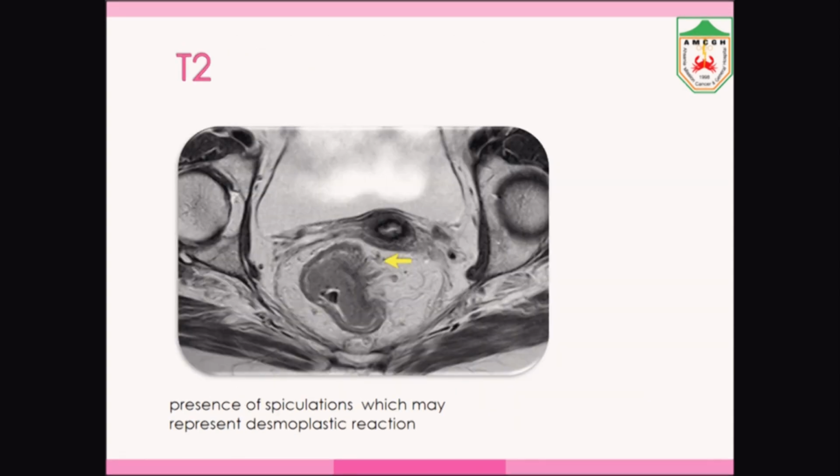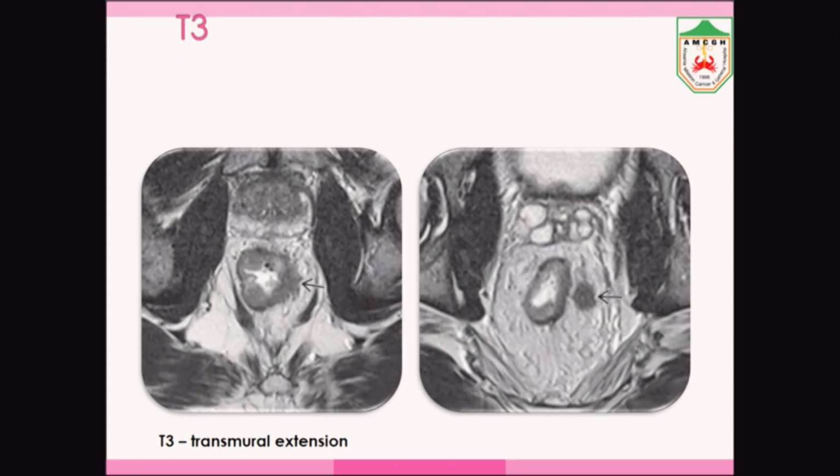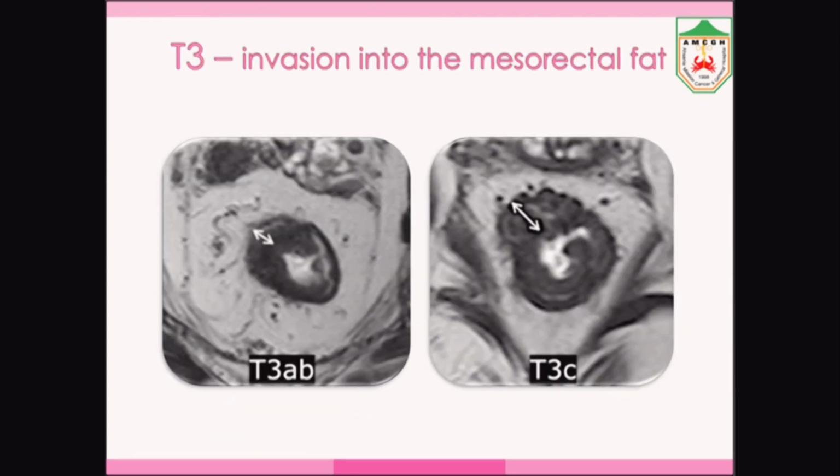But in case of the T2, there may be some spiculation associated with the desmoplastic reaction, but still it is T2. T3 is extension into the transmural layer, and we have to take the measurement to categorize it as T3 A, B, C and D. T3 A and B is less than 5 millimeter, and T3 C and D is more than 5 millimeter, which is calculated for the treatment purpose also.